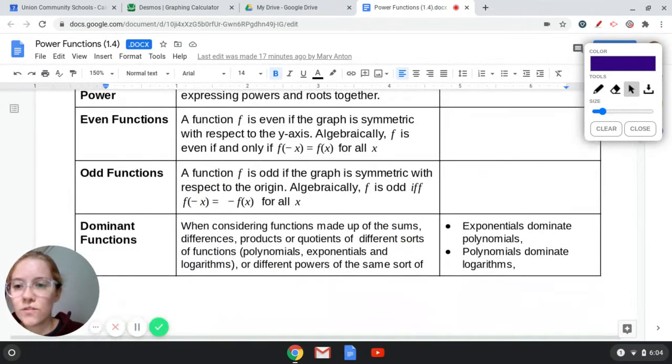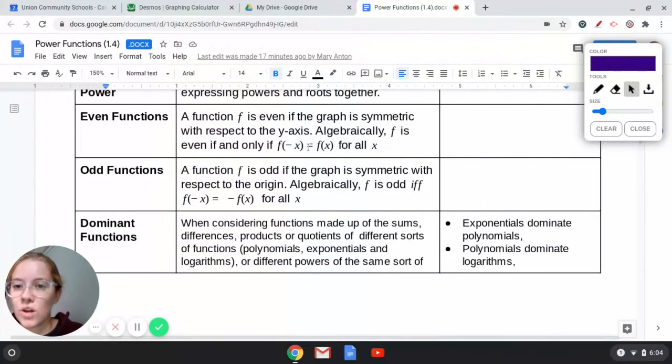Okay, let's talk about even functions, odd functions, dominant functions. So an even function visually is if it's symmetric with respect to the y-axis, so it's the same this way as this way. So we flip it over that y-axis. Algebraically, so here, actually symmetric, that's like your x squared function.